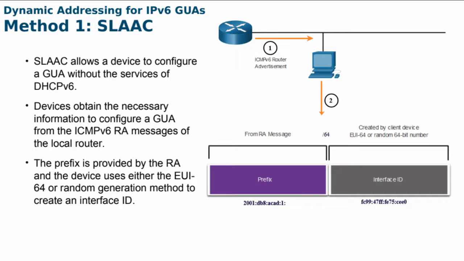So this is SLAAC. SLAAC allows a device to configure a GUA without the services of the DHCP. So here we have the ICMP version 6 router advertisement. It goes to the host. This is the router advertisement message. It has the prefix. Okay, and this is the interface ID created by the client device. All right.